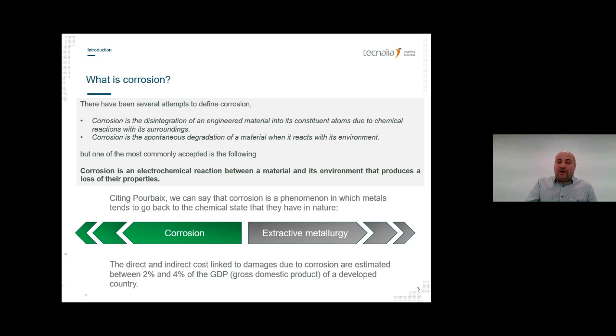And for metallic alloys or metals, there is a good way to see corrosion, citing Courbet, a famous researcher who studied corrosion. Corrosion is a phenomenon in which metals tend to go back to their original states, the way we can find them in nature. So in a way, it's the opposite of extractive metallurgy, meaning that we extract ore from nature, and we put a lot of energy and effort to generate metal from this ore, and corrosion tends to bring these metals back to the ore nature. So it's the opposite of extractive metallurgy.